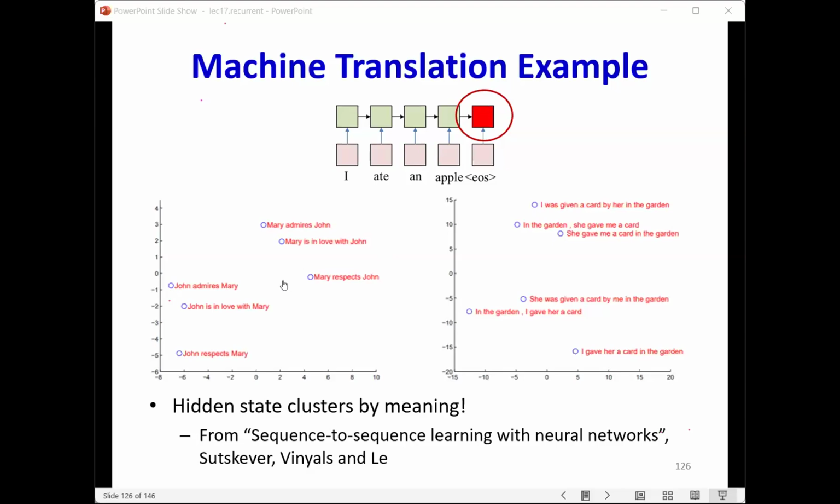So what do these representations look like? John admires Mary. John is in love with Mary. John respects Mary. Mary admires John. Mary is in love with John. Mary respects John. Observe that these are similarly structured sentences, just that the order of the subject and object has changed, and the two have the same arrangement, right? Male to female is down here. Female to male is up here.